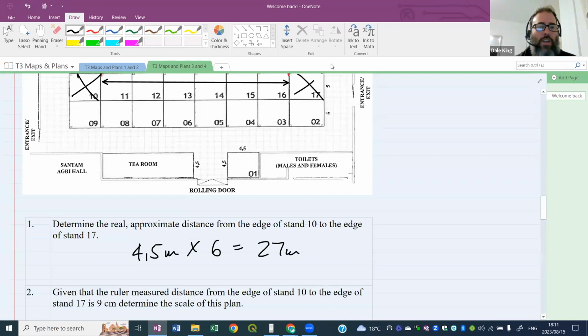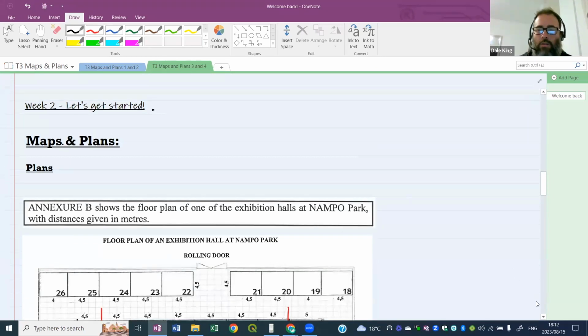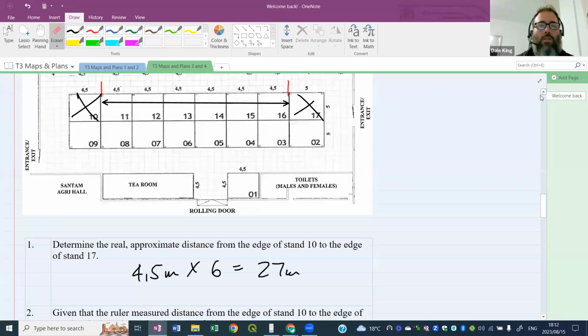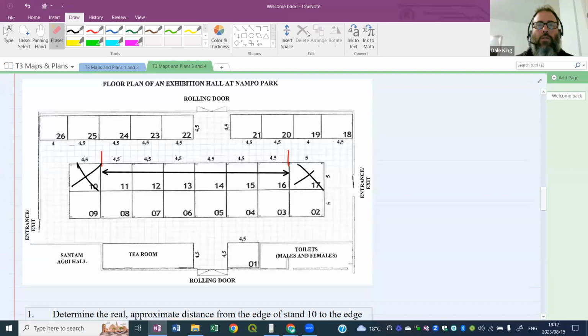All right, there we go. That's the approximate distance from the edge of stand 10 to the edge of stand 17: 27 meters. I hope you guys can see that. So what we did was we had to count 4,5, 4,5, 4,5, 4,5, 4,5, 4,5 all the way along. There were 6 blocks, each with a length of 4,5. We added those all up, and we got a total length of 27. All right, moving on.